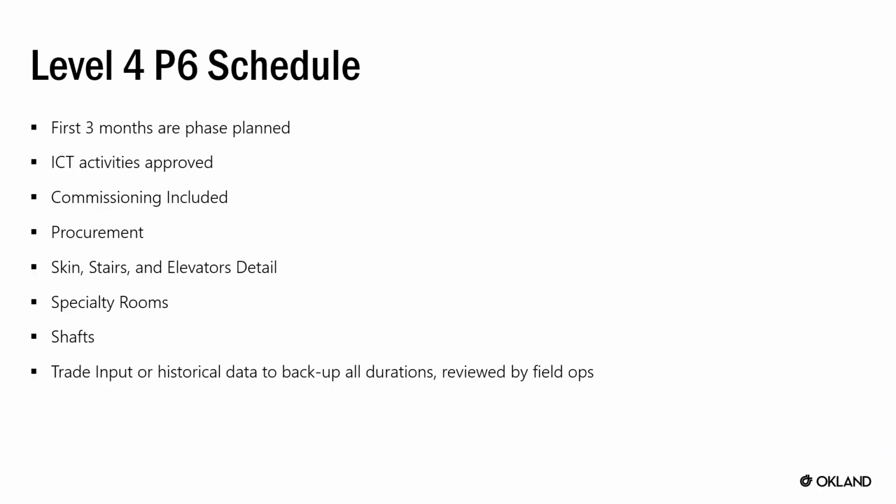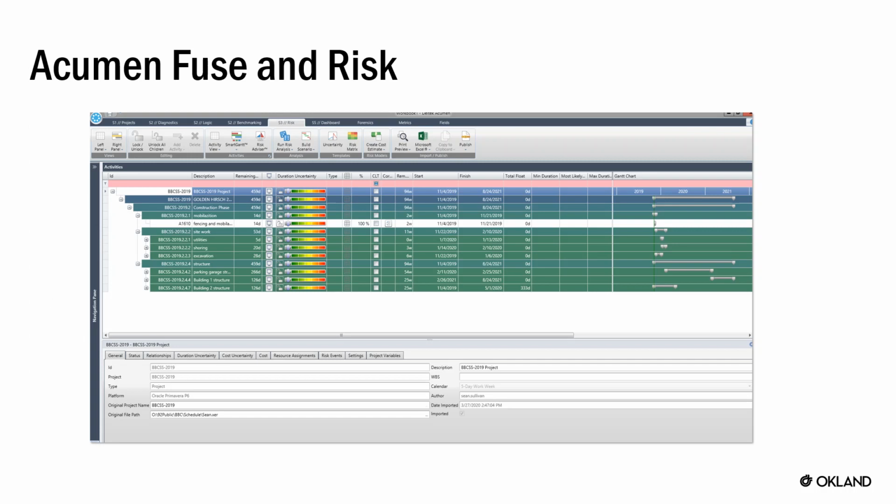You'll have a level 4 P6 schedule, which means your first months are phase planned. You've got ICT, commissioning, procurement, skin, stairs, elevators. All those things we tend to forget are fully built out and vetted by trade partners. You may even be holding weekly meetings with trade partners that you're worried about. You'll have specialty rooms in there. You'll have shafts that are tied to some of your specialty rooms. And you'll have lots of trade input, historical data, superintendents, general superintendents, anybody that has reviewed that schedule.